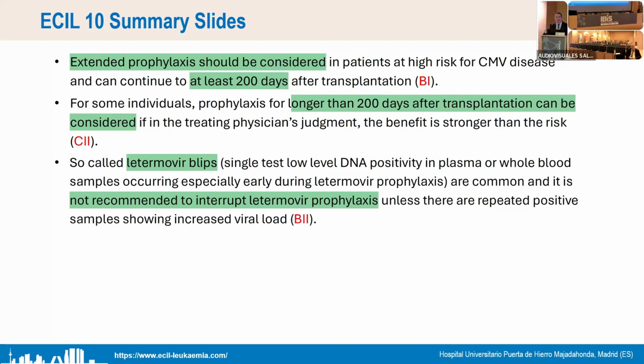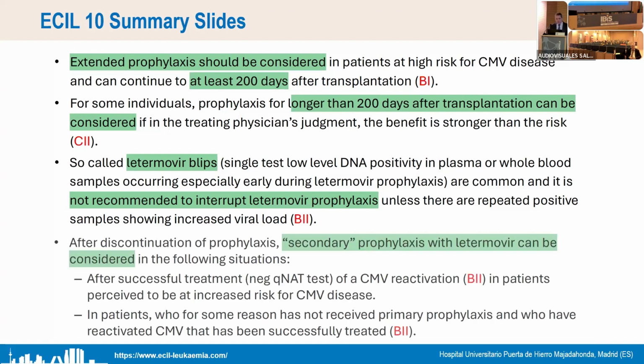And that's something that we all learn to do. Before, we would treat everything with the lowest, faintest positive result, and now we know how to wait with this. And then after discontinuation of prophylaxis, secondary prophylaxis with letermovir can be considered.